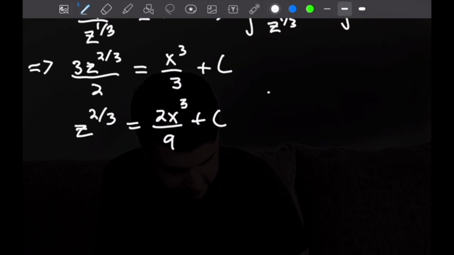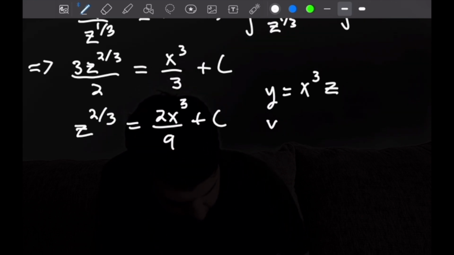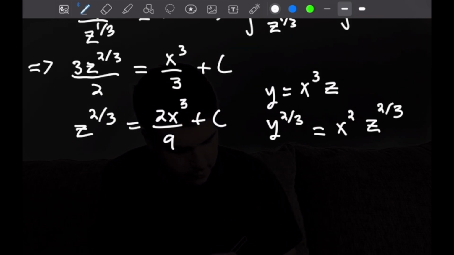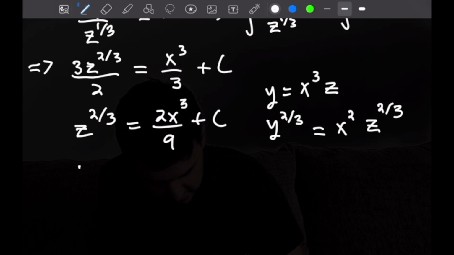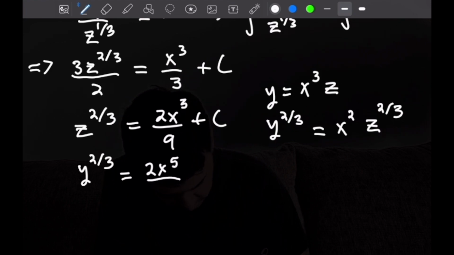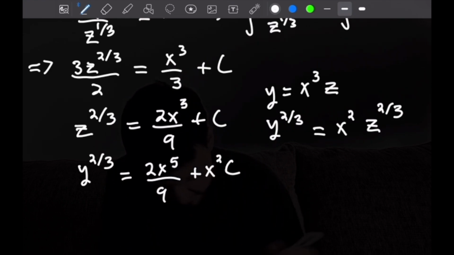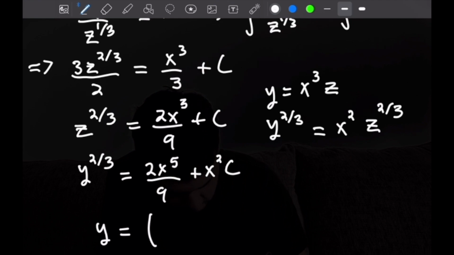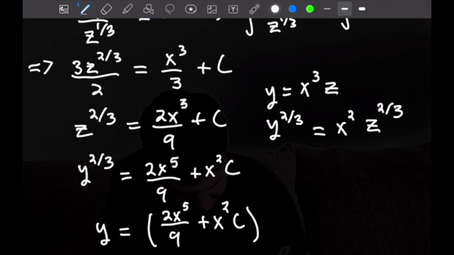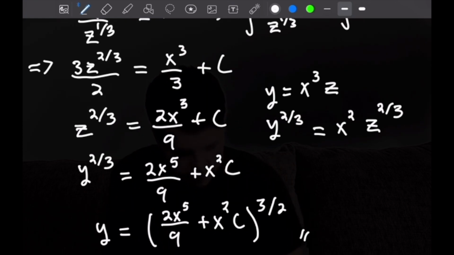And if you recall, our original substitution was that y is equal to x cubed times z, which means that y to the 2/3 is equal to x squared times z to the 2/3, which means we can multiply the right-hand side of this equation by x squared to set it equal to y to the 2/3. So we'll have that y to the 2/3 power is equal to 2 times x to the 5th over 9 plus x squared c, which means we can write our final definition for y. We will have that y is equal to the quantity 2x to the 5th over 9 plus x squared times c, all to the 3/2 power. So let's move on to our next example.